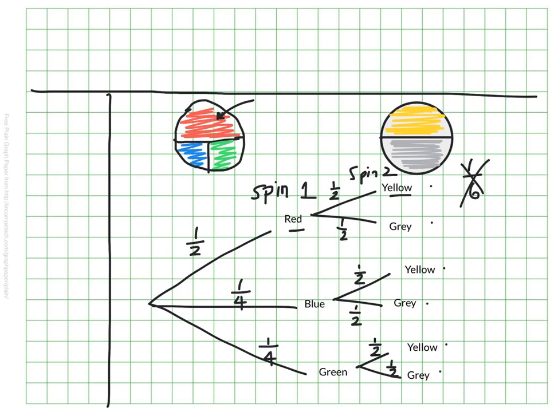So let's look at the path that I'm wanting. I want red with yellow, and I have a 1/2 chance of getting red, and then of that turn, I then have a 1/2 chance of getting yellow. So my probability is actually 1/2 of the 1/2, and that means it's 1/4. I have a 1 out of 4 chance of getting that red-yellow combination. 25% chance of getting a red and a yellow.